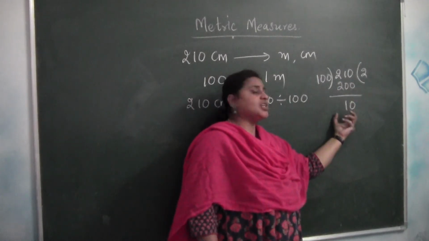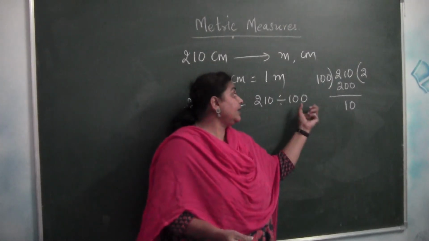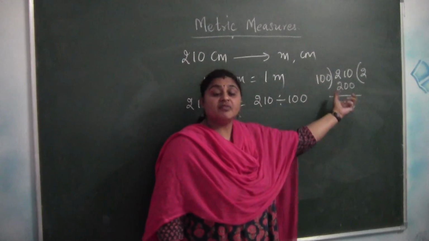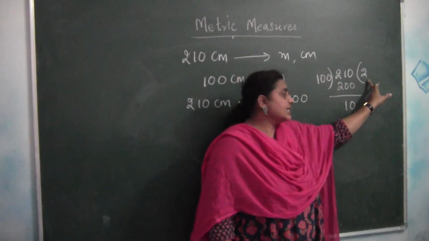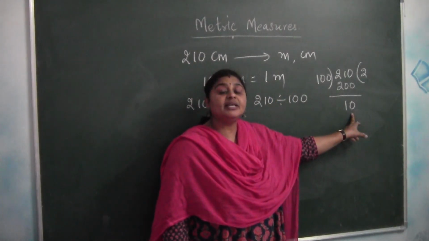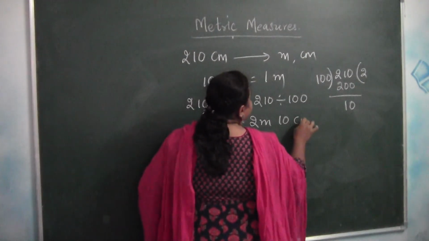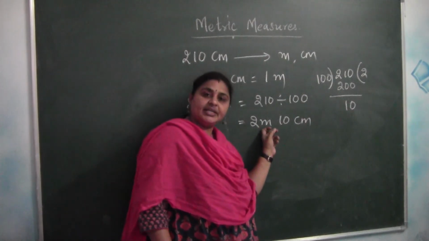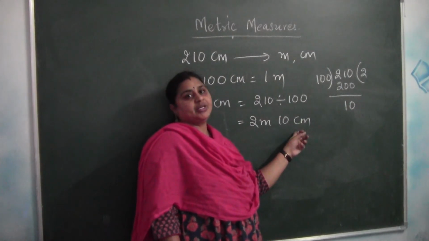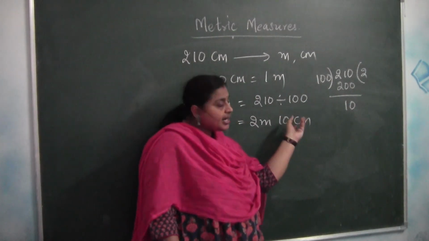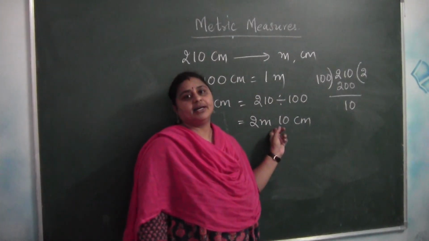No. So when the actual division is going on, when we are not using the concept of decimals and we are just expressing with actual division, the quotient will be the meters and the remainder will be the centimeters. It means 2 meters and 10 centimeters. Quotient is expressed in terms of meters and remainder is expressed in terms of centimeters. Got it, children? Whichever method you feel is easy, you can apply that.